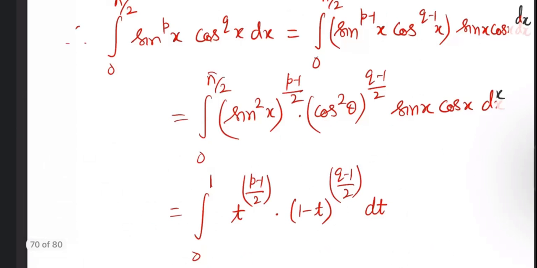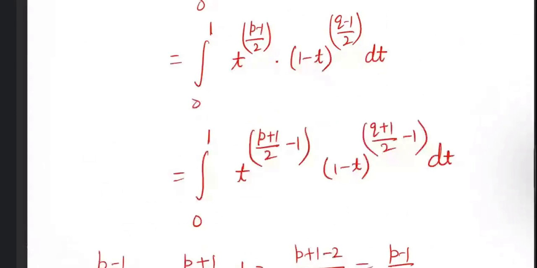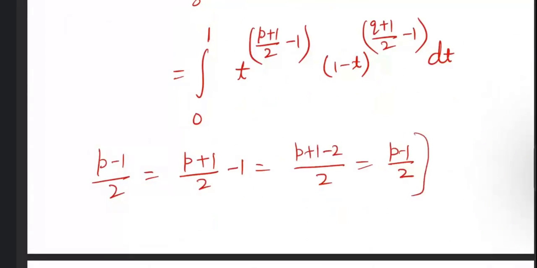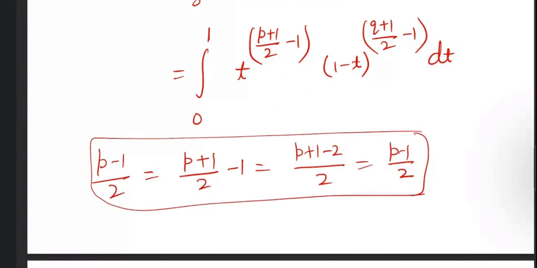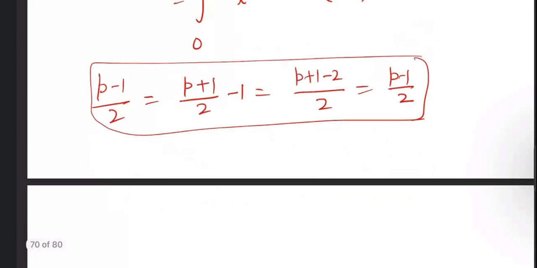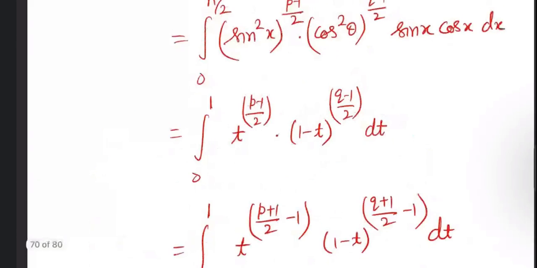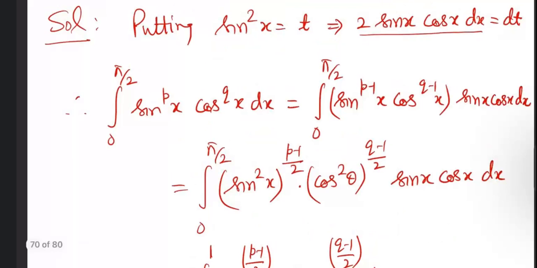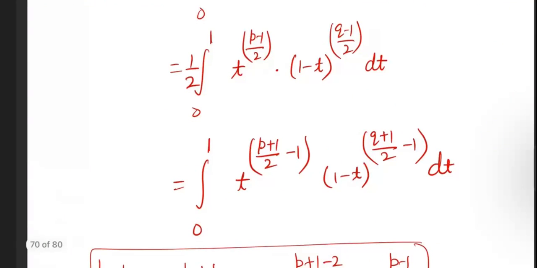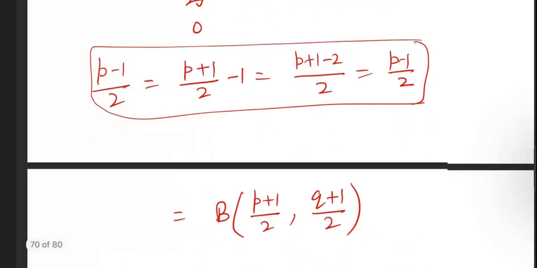On the left hand side, what we have is the integral which is to be evaluated. Therefore, on the right hand side, it will become beta of (p plus 1) divided by 2 and (q plus 1) divided by 2, as per the definition of the beta function. 1 by 2 is also there because of this 2 sin x dx. We only have the sin x cos x dx, so 2 is in the denominator, dt divided by 2. That is 1 by 2 is also there.